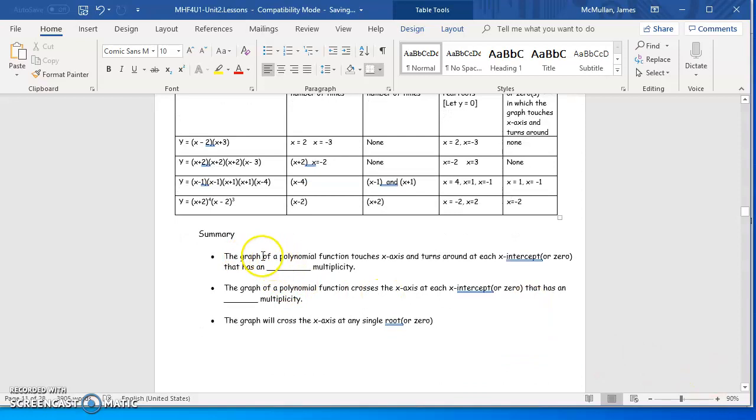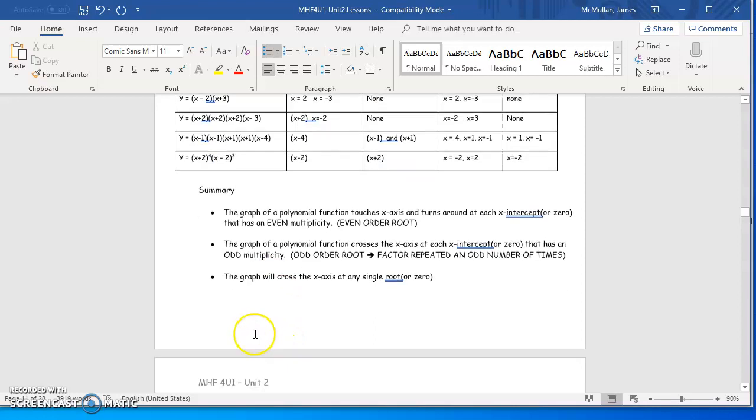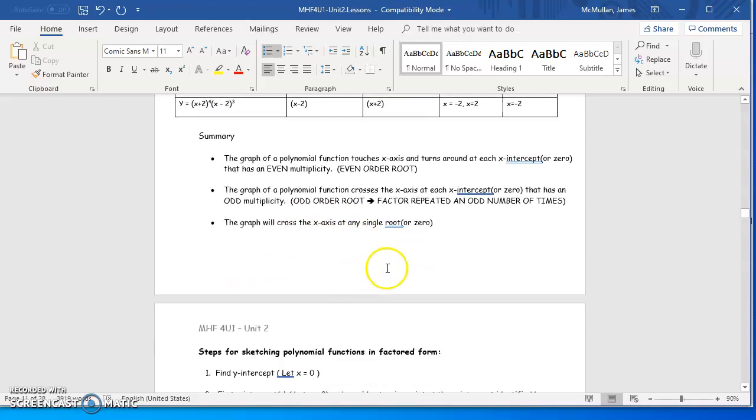So to summarize, the graph of a polynomial function touches the x-axis and turns around at every x-intercept that has an even multiplicity. What we're going to say is an even order root. The graph of the polynomial crosses the x-axis if you have an odd multiplicity, again, an odd order root. The other thing we might say is the factor repeated an odd number of times. The graph will cross the x-axis at any single root.